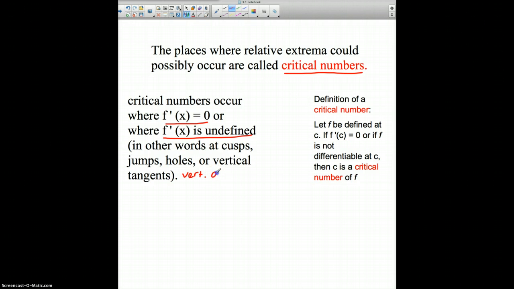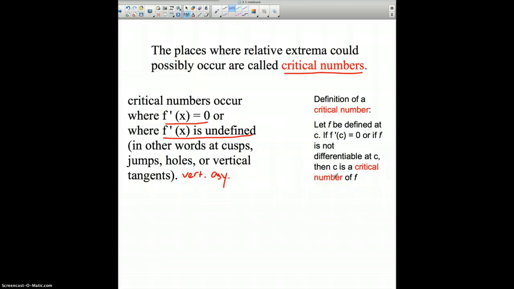So the definition of a critical number: let f be defined at c. So for sure we're talking about a critical number where the original function is defined, so it's continuous there. If the derivative at that point equals 0, or if f is not differentiable at c, then c is a critical number. So c has to be a place on the original graph, not a vertical asymptote, not a hole, okay?